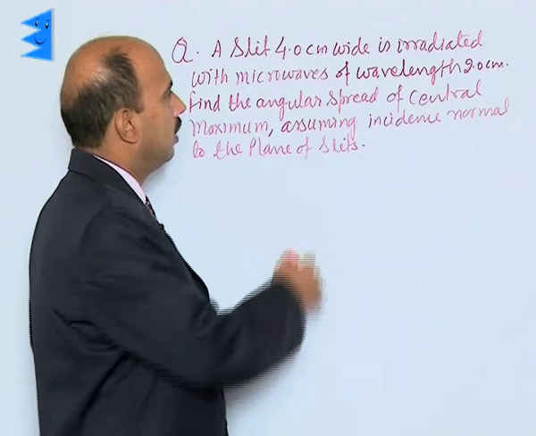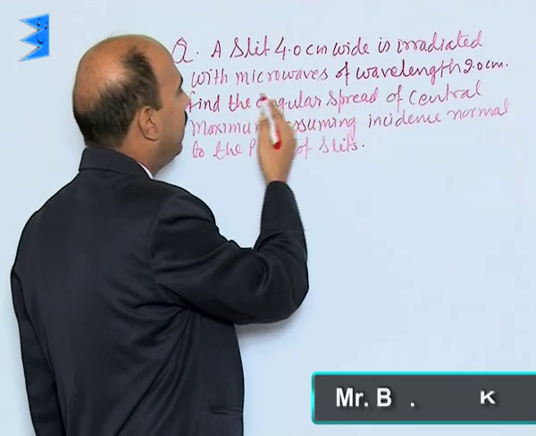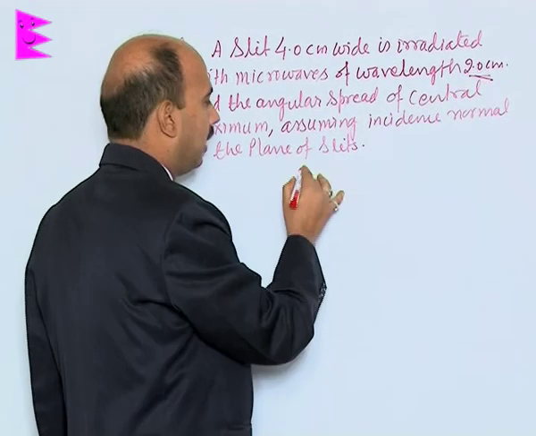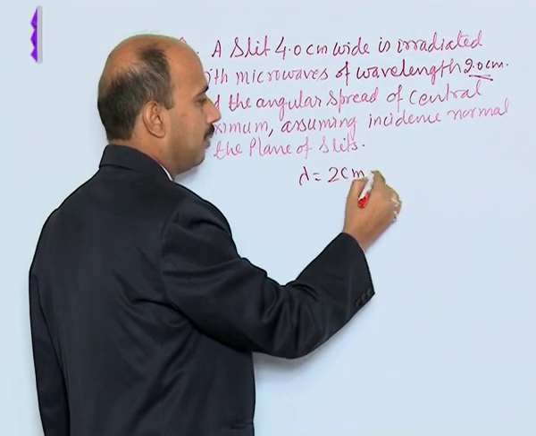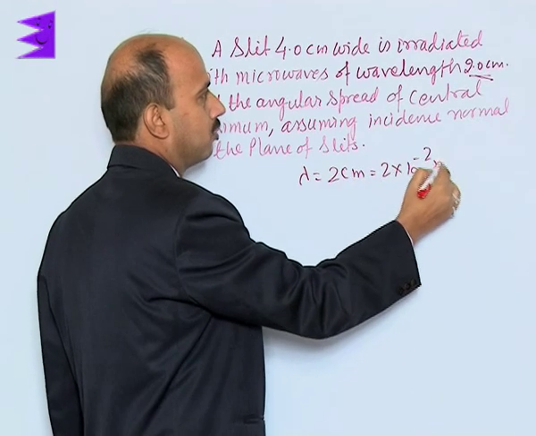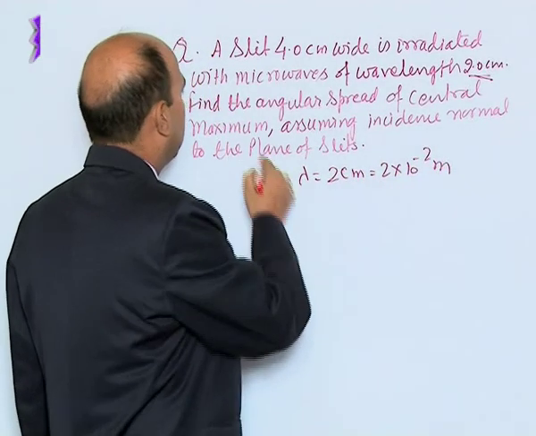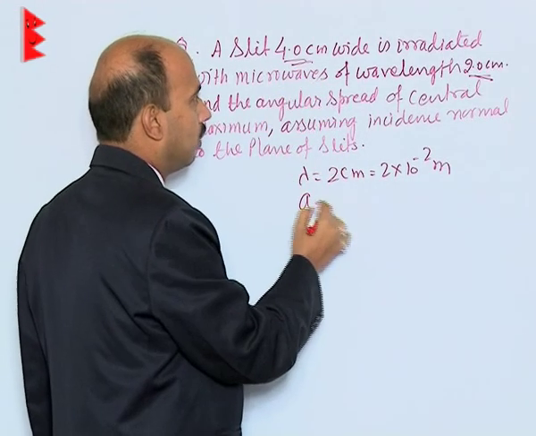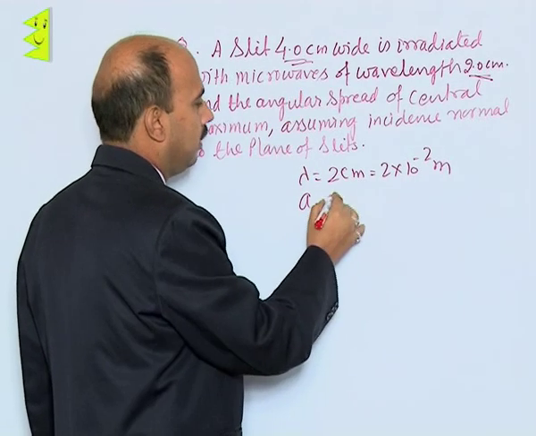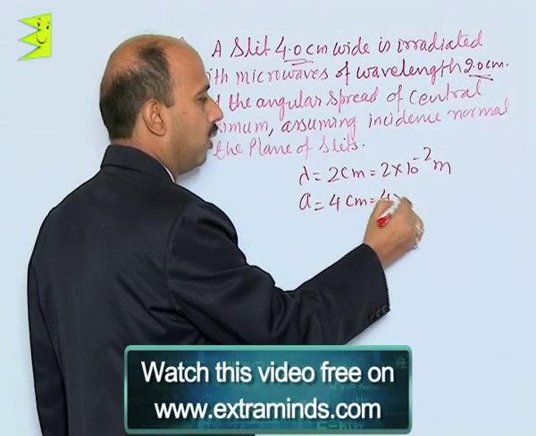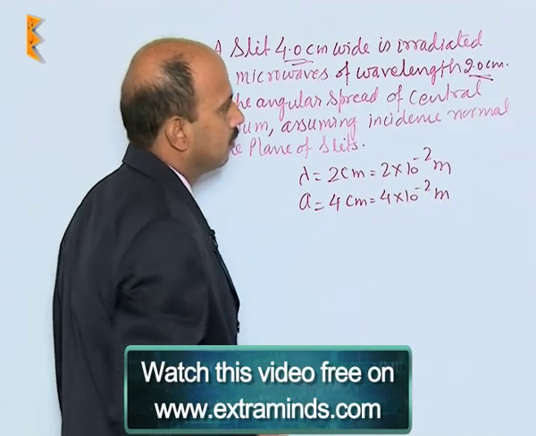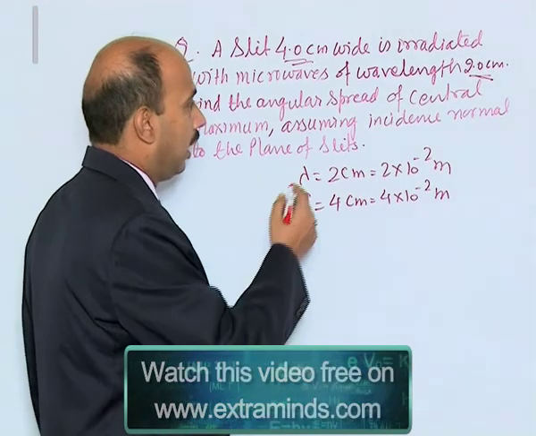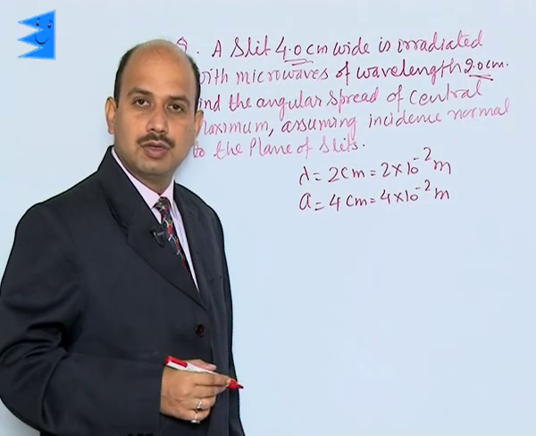Now, say in this example, a slit 4 centimeter wide is irradiated with the microwaves of wavelength 2 centimeter. So, the wavelength is given to you, that is here 2 centimeter. It can be written 2 into 10 raised to power minus 2 meter. Now, find the angular spread, and the slit width A is given to us as 4 centimeter, that is 4 into 10 raised to power minus 2 meter. Now, find the angular spread of central maximum, assuming incidence normal to the plane of the slits.